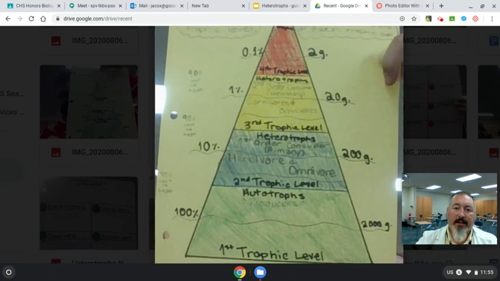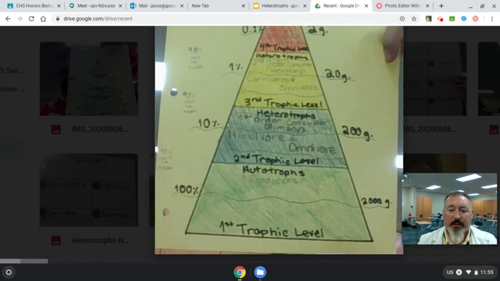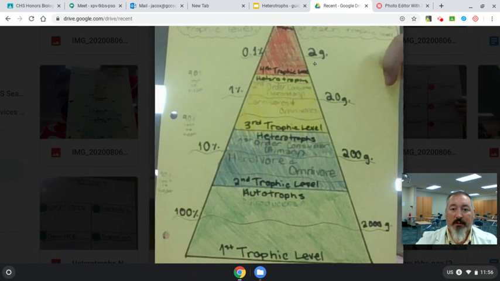Now, if we look at the right-hand side, we have an example of this, where we have 2,000 grams to start with, produced by the producers, those autotrophs. It's consumed by the first order consumer, which is the second trophic level. We lose 90% to heat. Then we have 200 grams left. If we go to the next trophic level, we can see that we have 20 grams left. And out of that original 2,000 grams that you started with, at that top trophic level, you only have 2 grams remaining.